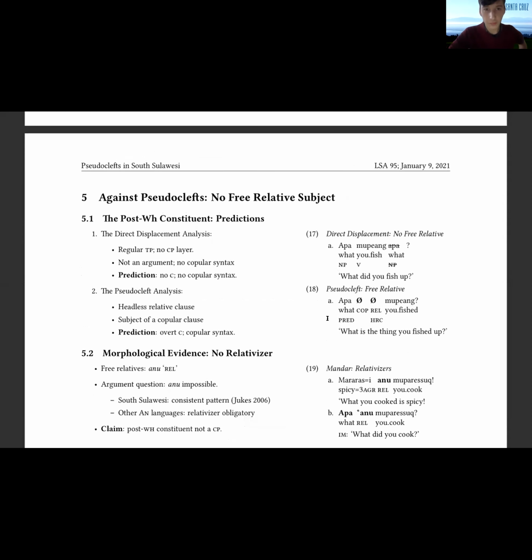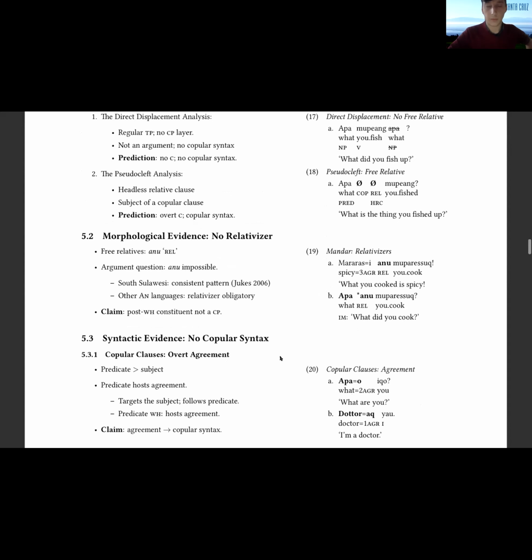Okay, so the first thing I would like to show you is that the thing which follows a WH word in an argument question in this language is in no way a free relative. Recall that this is a point of difference between the two analyses here. So if Mandar argument questions involve direct displacement, we expect this is just a clause where an argument fronts. The thing which follows the WH word is something like a TP. It's not a free relative. If it's pseudocleft, it has to be a free relative.